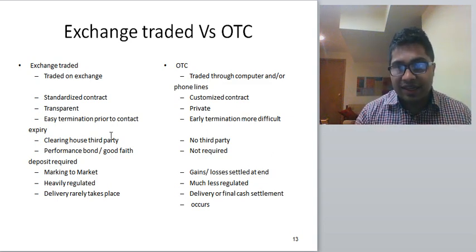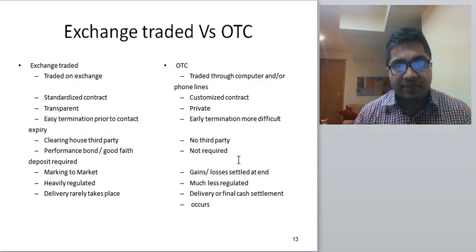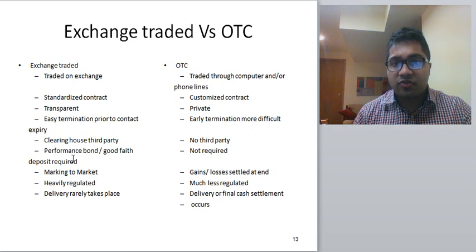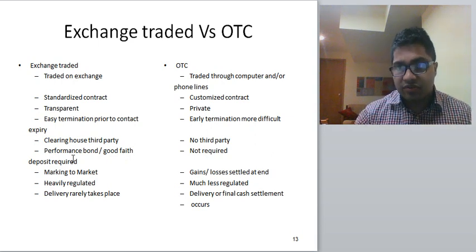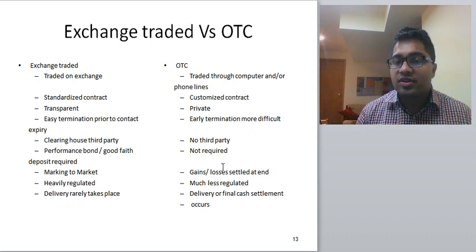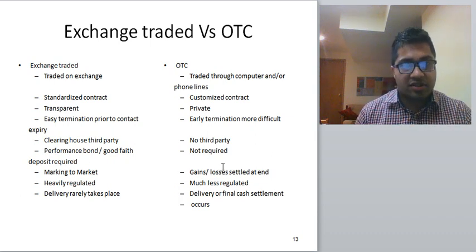Clearinghouse is the third party, so clearinghouse guarantees the trade. There is no third party. Performance bond or good faith deposits are required, so you have to deposit initial margins to trade in futures. There is no performance bond or good faith deposits.